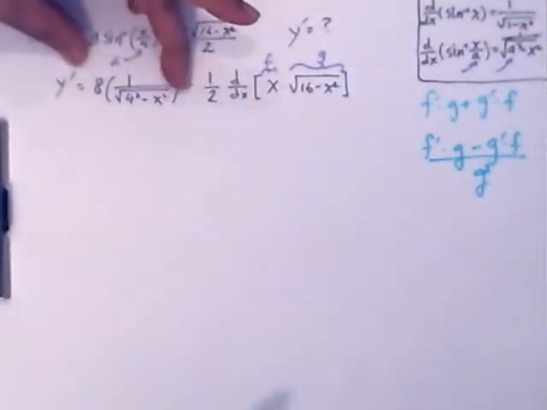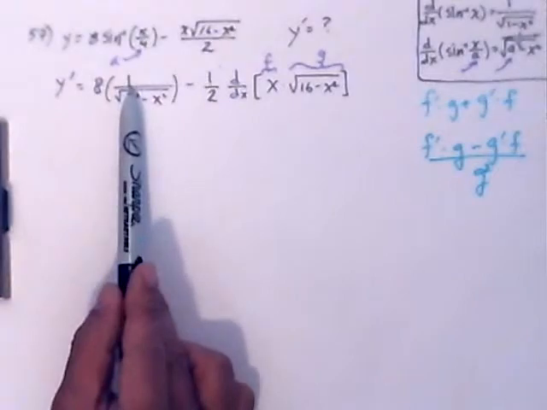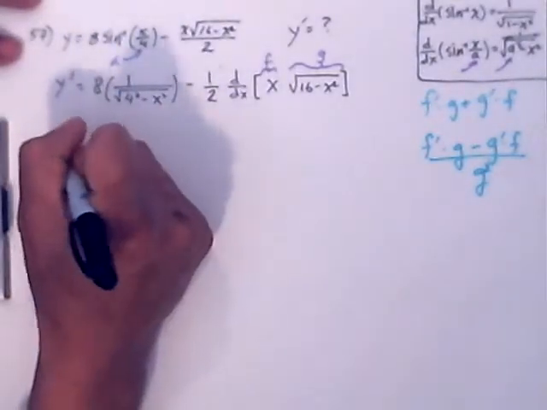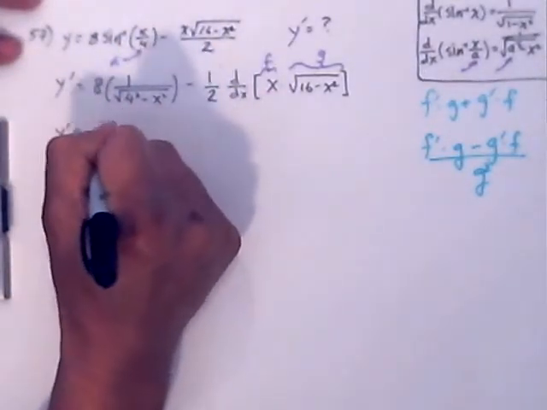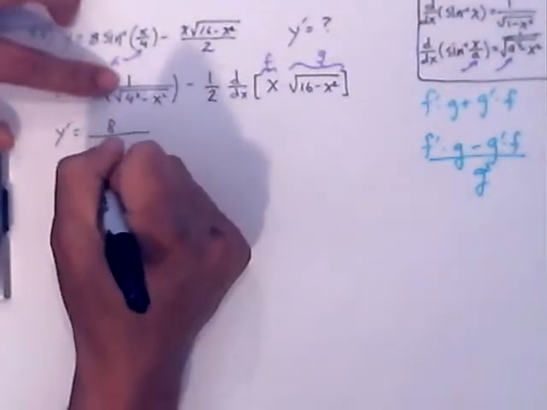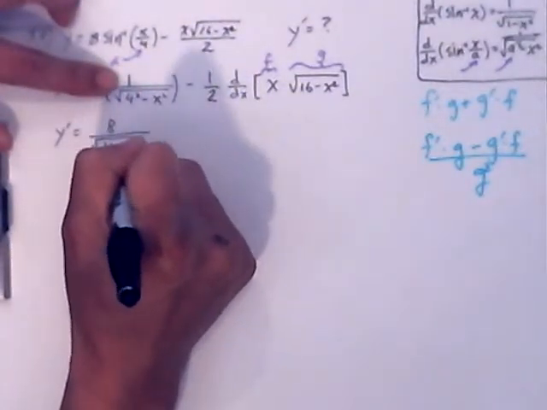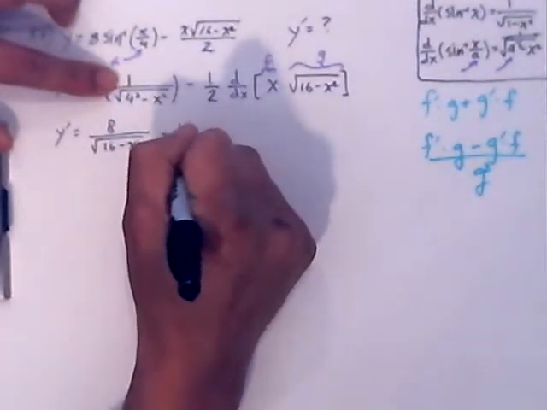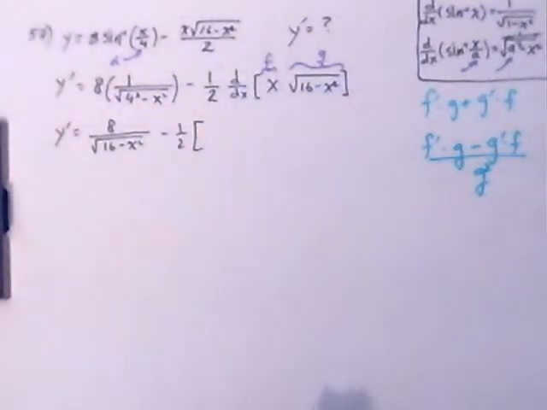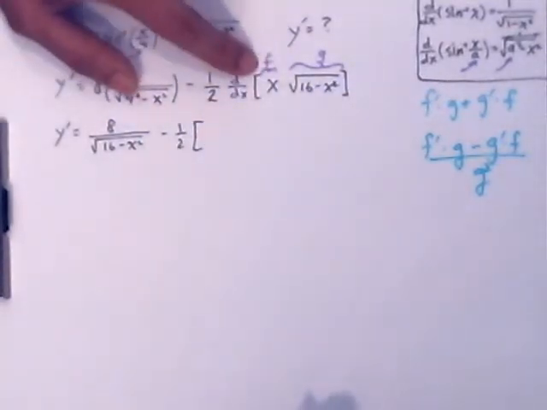I'm going to clean the first part a little bit. The 8 goes to the top. This becomes y prime is equal to 8 over 4 squared, which is obviously 16. So 16 minus x squared to the negative 1/2. And then let's start taking the derivative of this.